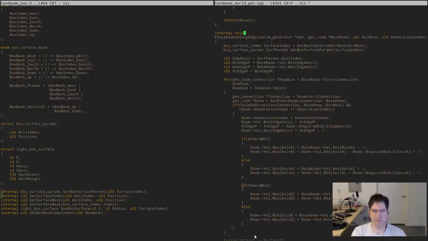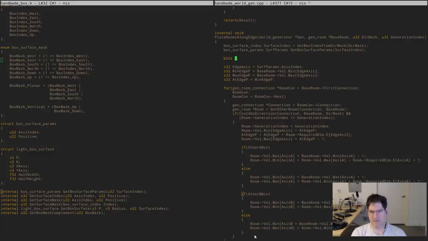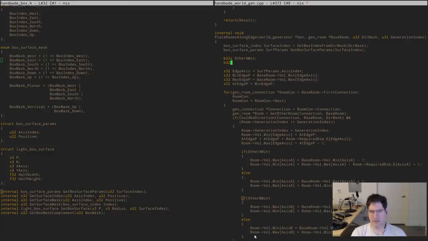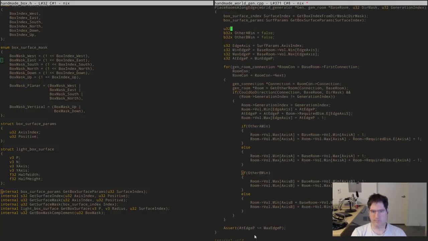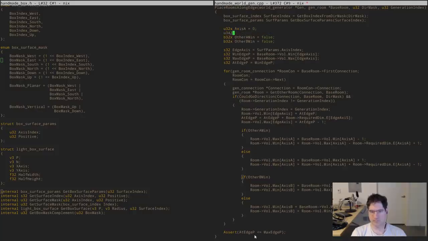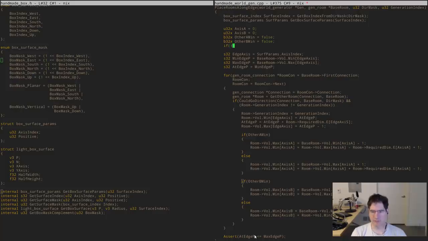And so what we want to know in this case is, once we get the surface index, what the other axes that we're setting actually are. I'm not going to belabor that point too much. We're probably going to pull that out into something a little bit more usable. So what I'm going to do here is just set these up by doing a pretty simple switch statement.